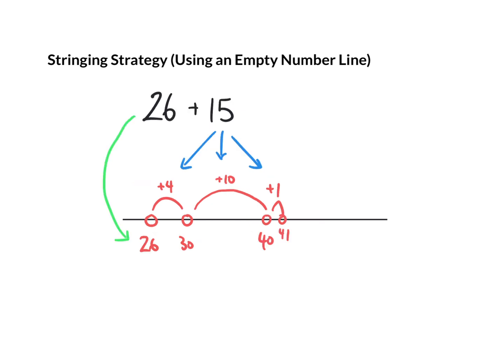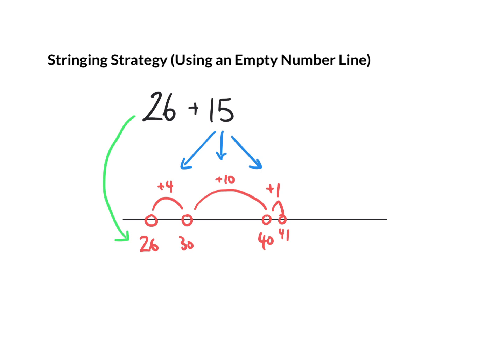Let's look at another example. Once again, we want to start with our largest number. I have 26, and I want to add 15 to 26 to find the answer, or the sum. So 26 plus 4 is 30. So I want to get to my closest 10. That's the first thing I want to do. So 26 plus 4 is 30. And then I add another 10, I get to 40. And then I know I have one left over and I get to 41.